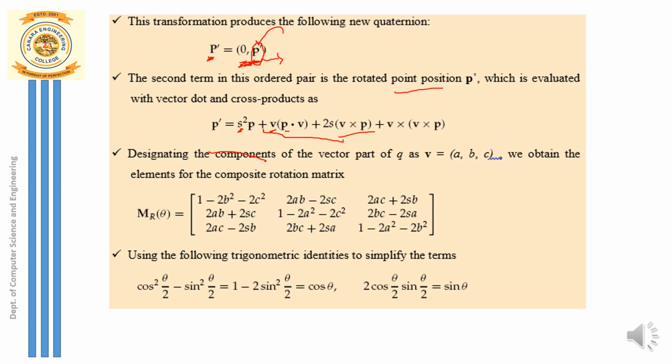Finally this vector v also can be taken in this way, which has a magnitude. So the scalar component along the x-axis is a, along the y-axis is b, and along the z-axis is c. So finally this matrix I can represent. This is the matrix with respect to the rotated point. This is a 3 cross 3 matrix. We can make use of standard trigonometric functions to simplify this. So this is how I can rotate any given point using quaternion.